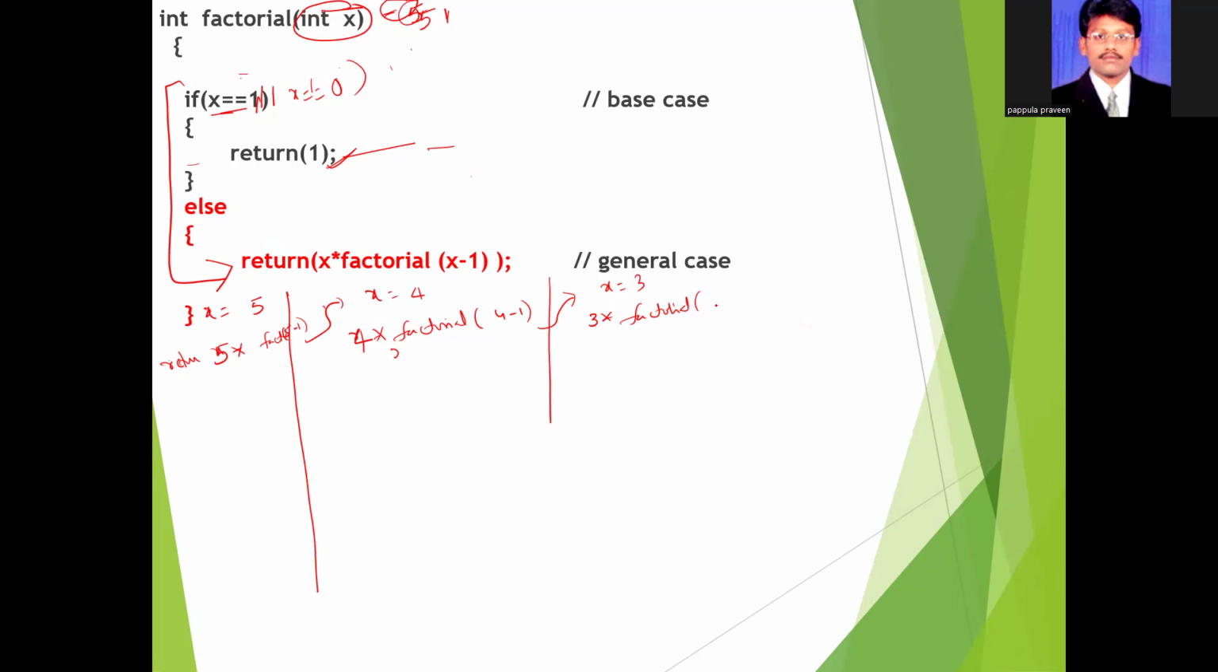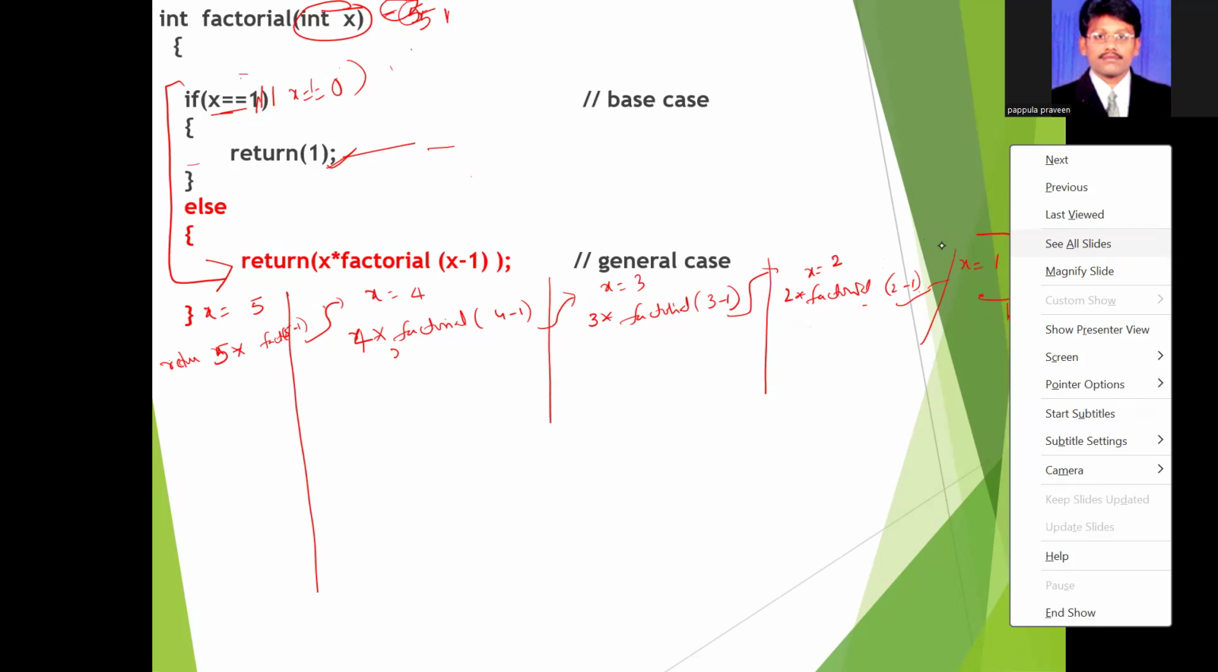Factorial of 3 minus 1. Now x equal to 2 into factorial of 2 minus 1. x equal to 1, right? Now the base condition x equal to 1 is satisfied, so this is a return. What is the value? 1. Return 1. So you observe here.